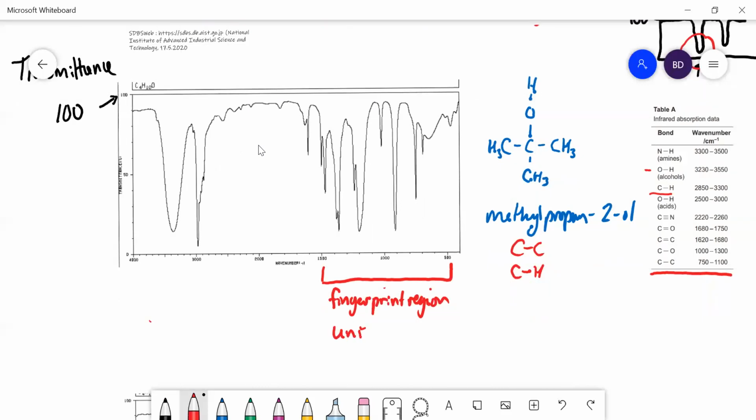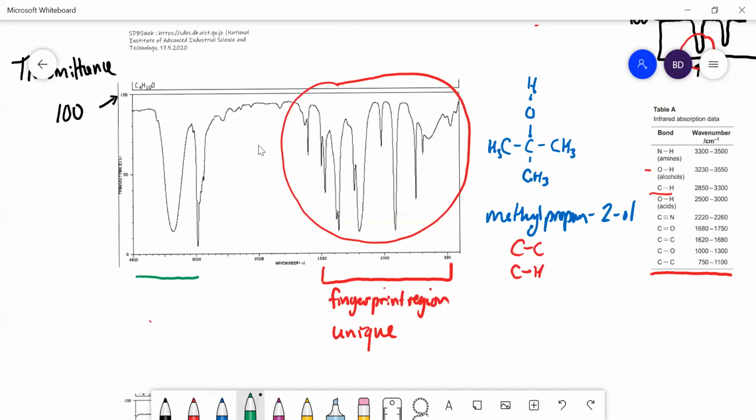So that means if you have a library of these fingerprint regions, they used to be matched by eye, now it's done by computer. You've got a library of thousands and thousands of different compounds. So if you make a new compound, you can match this fingerprint region to the database and say, oh, that must be methylpropan-2-ol. So the fingerprint region does give you information, but it doesn't tell you which bonds. Whereas in all of this other part of the spectrum, a peak in a certain place is due to the presence of a certain kind of bond.